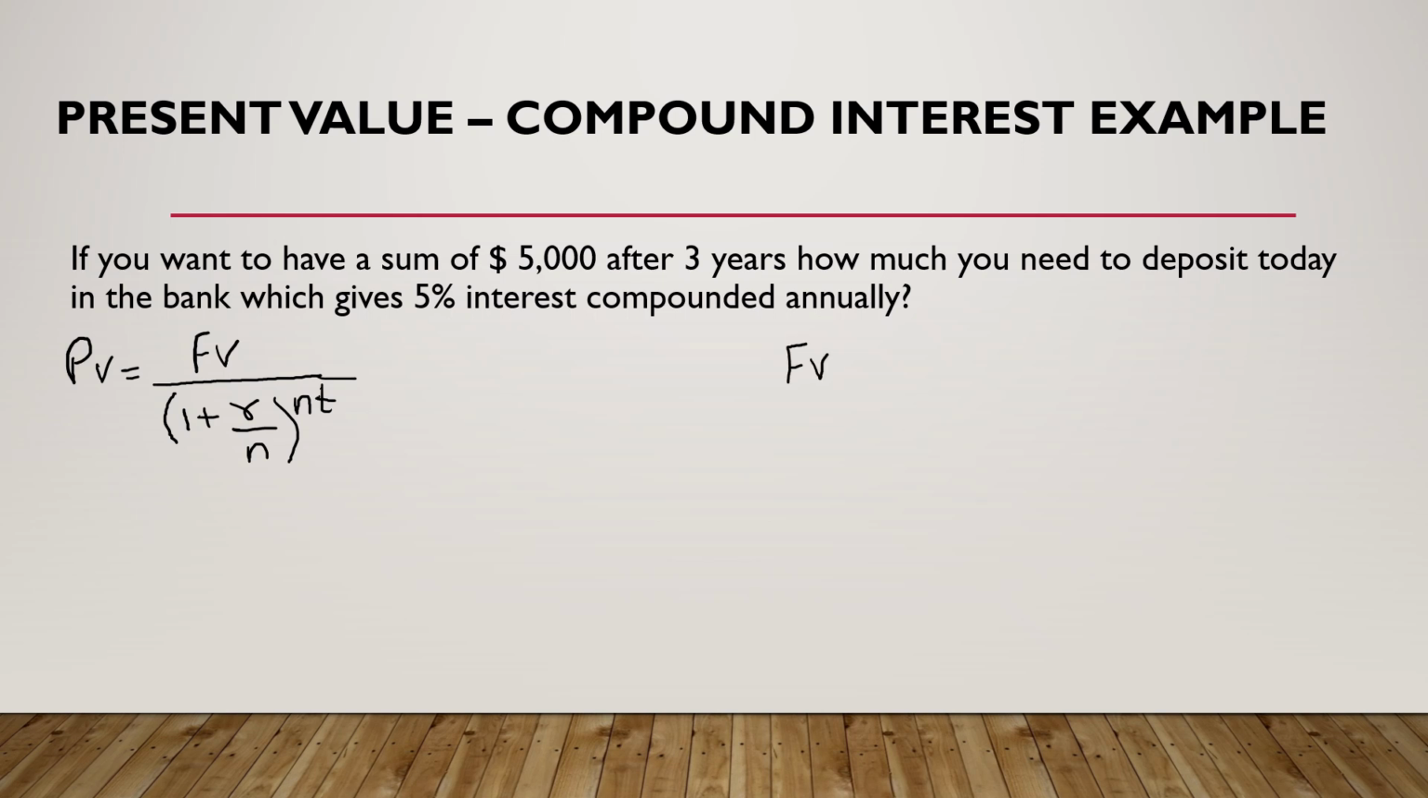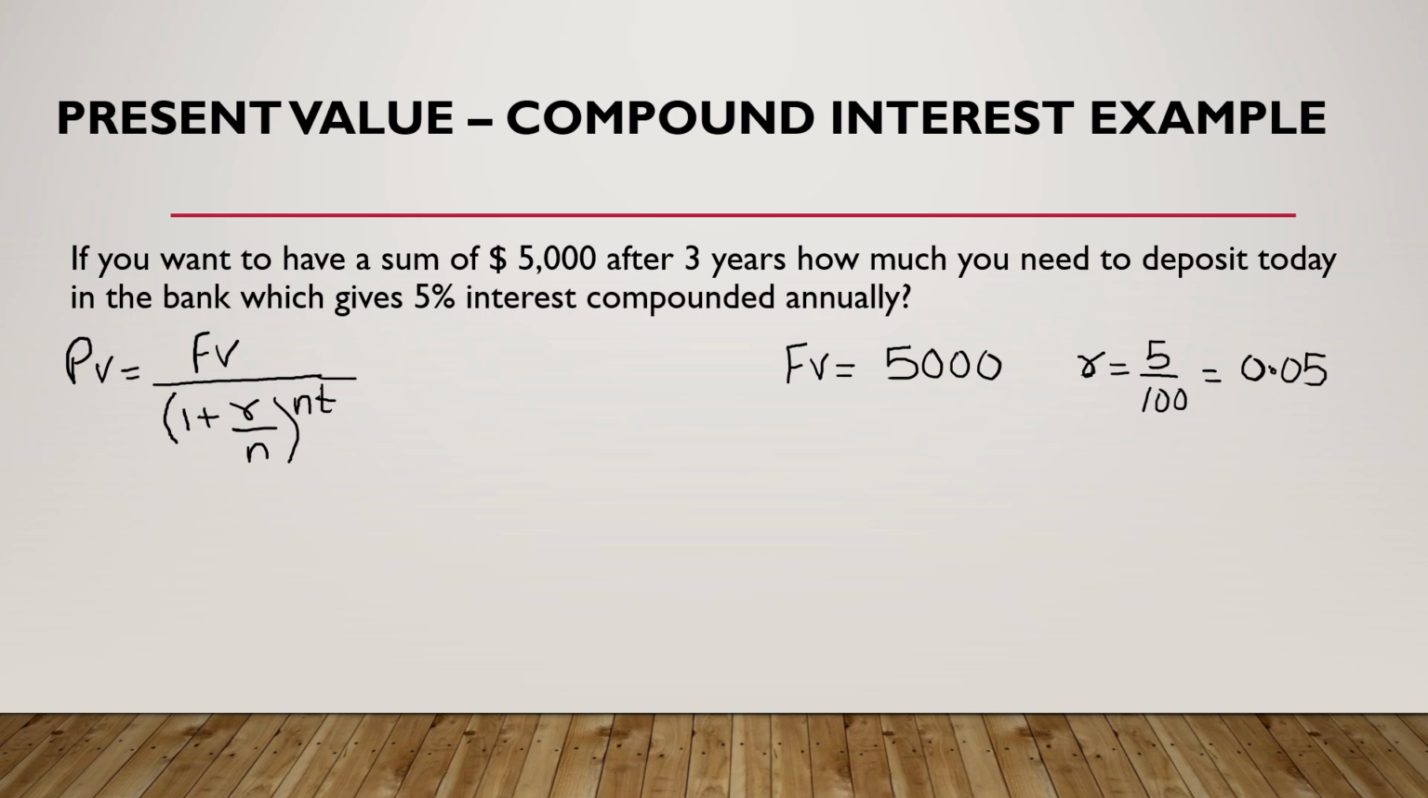So what is my future value? How much amount I need is $5,000. Then write step by step as per the formula. So we have written future value. Now we will write what is my r. R means rate of interest. Rate of interest is 5%. Always remember, 5% means 5 divided by 100, 5 per 100. So 5 divided by 100, we will get 0.05. This is my rate of interest.